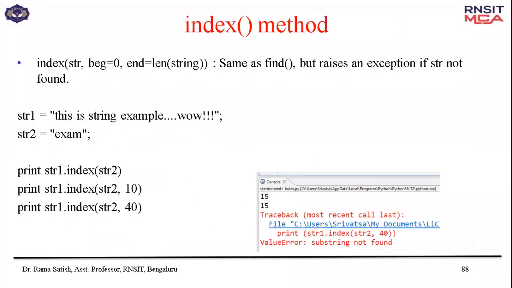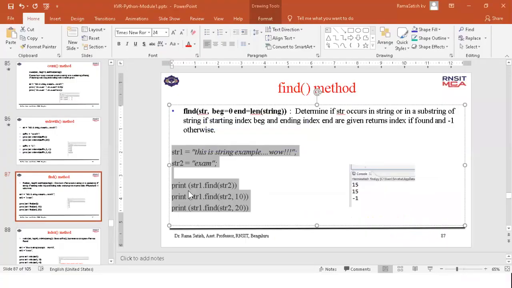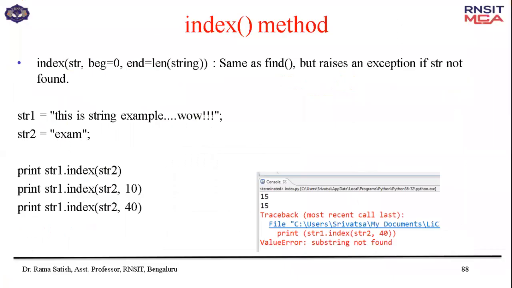Moving further, there is a function called index. Index is also very similar to find. It is the same as find. But there, the find method will return -1. Here, the index method, if it is not found, will raise an exception, that is a runtime error. So keep that in mind.